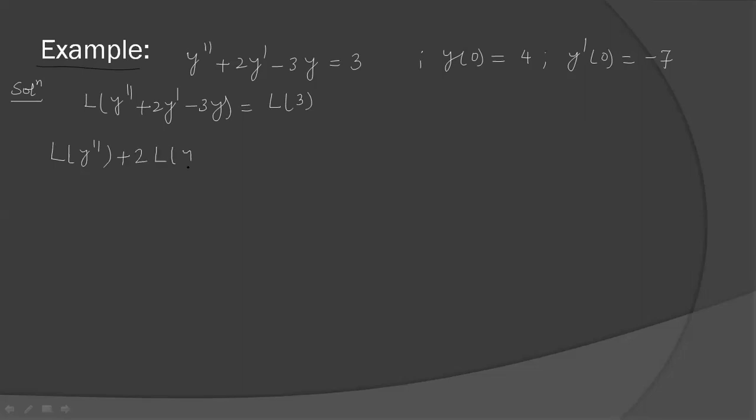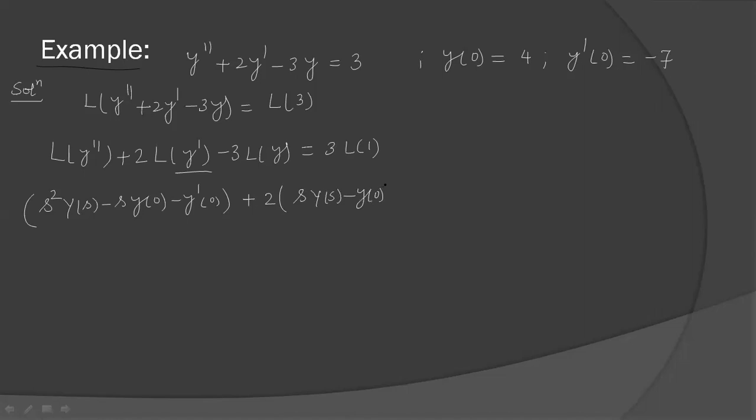Laplace of y double dash, plus 2 Laplace of y dash, minus 3 Laplace of y. Laplace of 3 can be written as 3 into Laplace of 1. So what is the transform of y double dash? I told you this is s square Y(s) minus s into y(0) minus y dash 0. Then 2 times Laplace of y dash is s Y(s) minus y(0), minus 3 Laplace of y is Y(s), and Laplace of 1 is 1 over s.